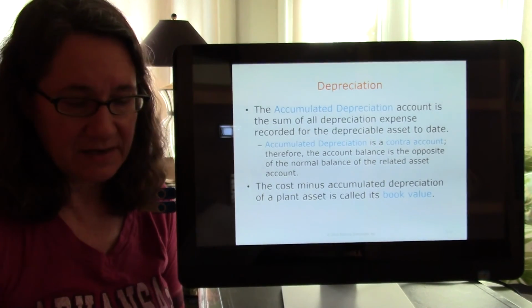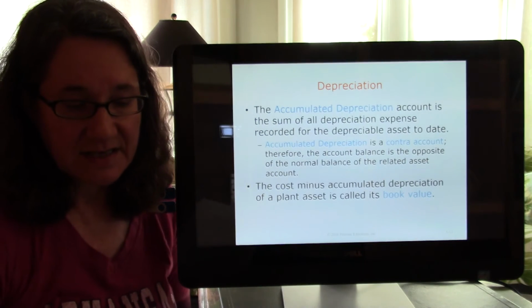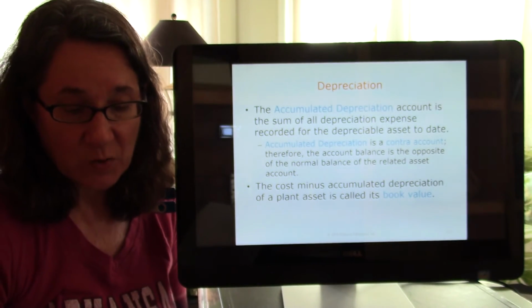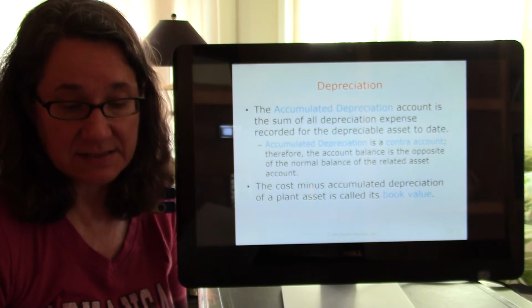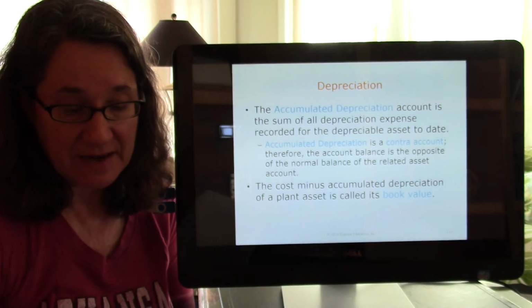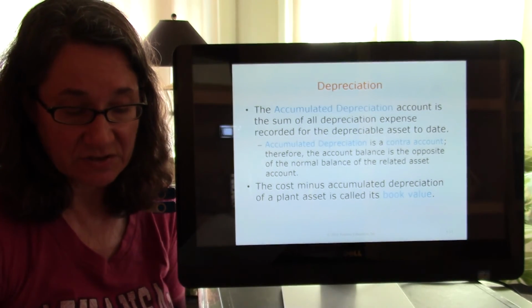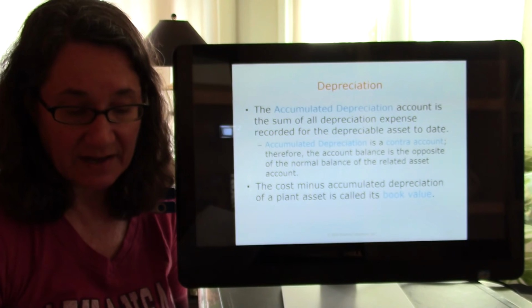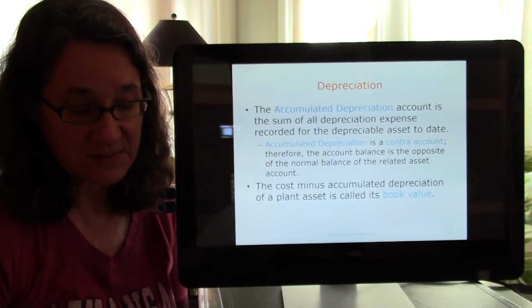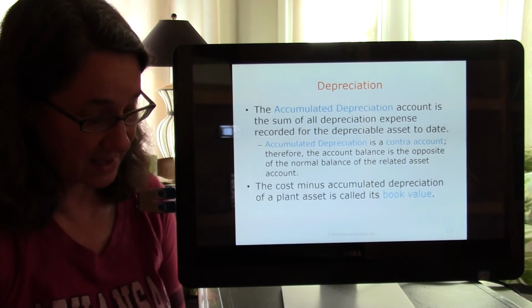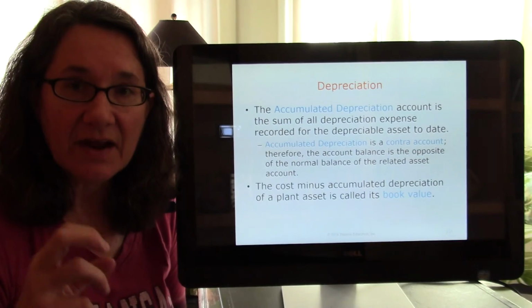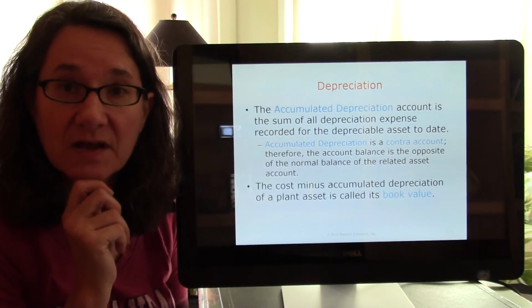The accumulated depreciation account is the sum of all depreciation expense recorded for the depreciable asset to date. Adjustments to the value of the plant assets are not made directly to the original asset account, so we do not violate the cost principle. Instead, the adjustment is made to a contra account called accumulated depreciation. So here's a category of accounts that we haven't really learned yet.